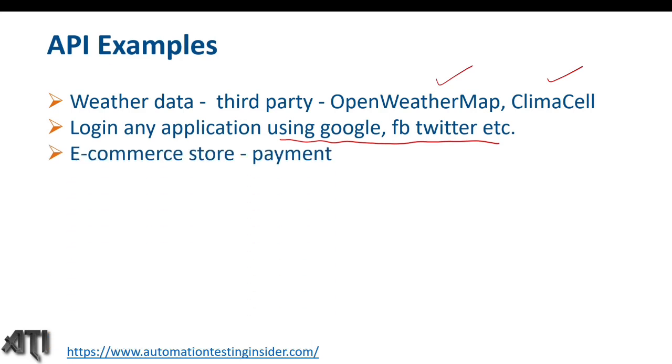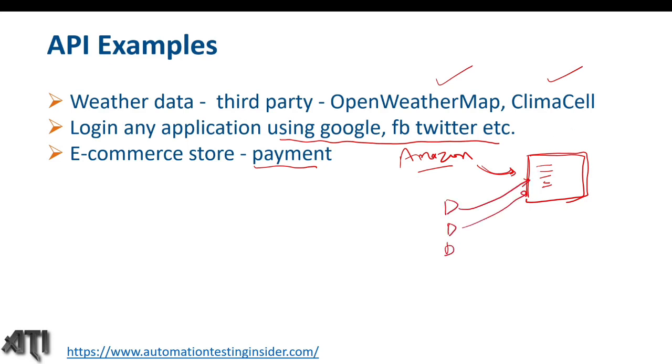Next is the e-commerce store. So if you remember, when we use any e-commerce website, let's take the example of Amazon, when we reach the payment page while placing any order, there are different payment options, payment gateways, correct? So those are built by different companies, but we are just using them in the Amazon payment page to initiate the payment. So this is another example of API.